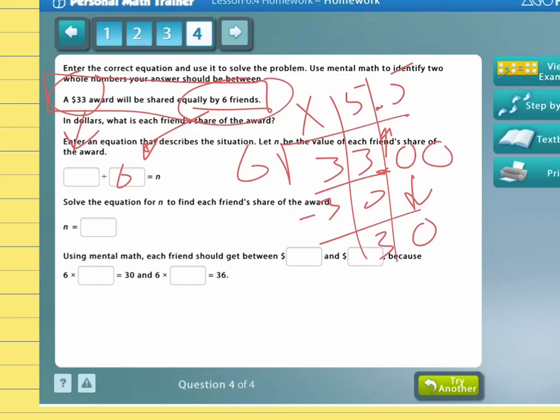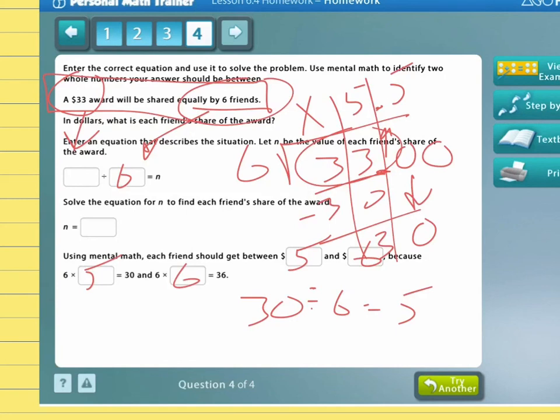So if we're going to round this with mental math, I'm going to use compatible numbers. I'm going to keep the 6, and I'm going to round 33 to 30, because I know that 30 divided by 6 is equal to 5. So the answer should be, they're saying here, use mental math, each friend should get between $5 and $6. So 6 times 5 is 30, and 6 times 6 is 36. So that is what I'm going to use for my estimate.